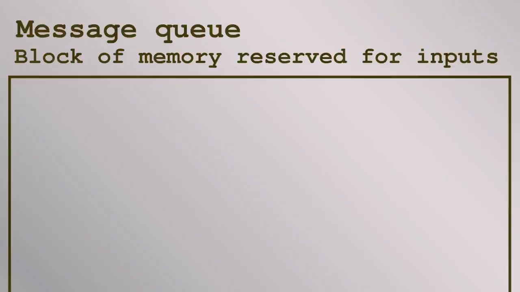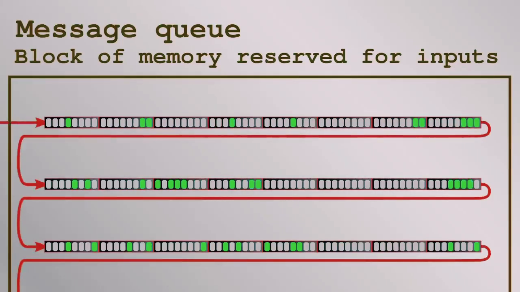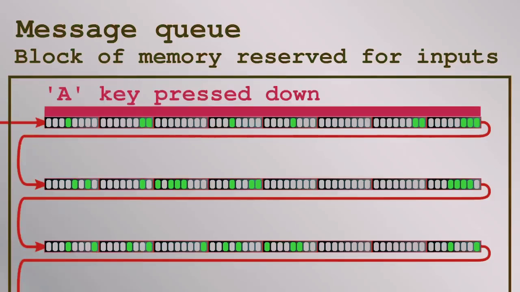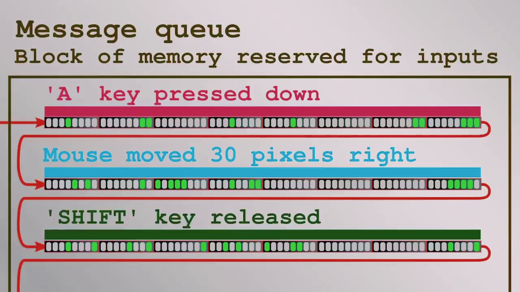There are many input devices out there, but the way a computer deals with inputs is usually the same. The inputs leave so-called messages in memory, which are groups of bytes of preset length identifying the device and what exactly the input consists of. For example, a message queue may have in it 3 messages of 8 bytes each. When decoded, the first one states that the A key has been pressed down, the second states that the mouse has moved 30 pixels to the right, and the third that the shift key has been released.